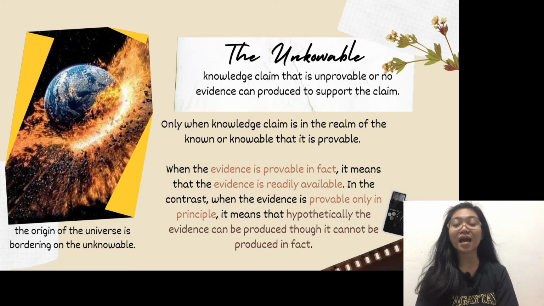Remember that when a knowledge claim is unprovable, this means that in principle, no evidence can be produced to support this claim, hence making the claim unknowable. Only when the knowledge claim is in the realm of the known or knowable is it provable. This means that evidence can be produced, either in fact or in principle, to support the truth or probability of the claim. When the claim is provable in fact, it means that the evidence is readily available. When it is provable only in principle, it means that hypothetically the evidence can be produced, though it cannot be produced in fact.